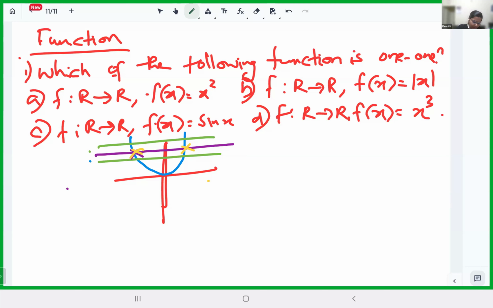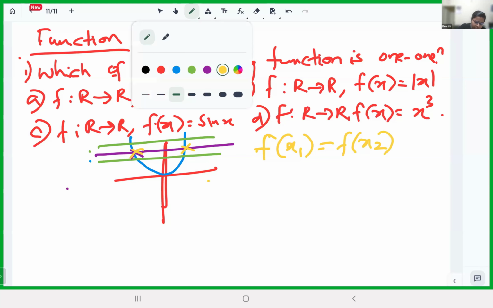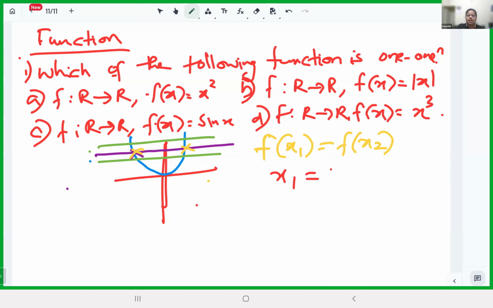All right, so this is one method, or else we know the definition of a 1-1 function, right? If f of x1 is equal to f of x2, then x1 should be equal to x2. So this is the condition of a 1-1 function: f of x1 is equal to f of x2 implies x1 is equal to x2, right? So let's consider f of x is equal to x, we'll start with x.